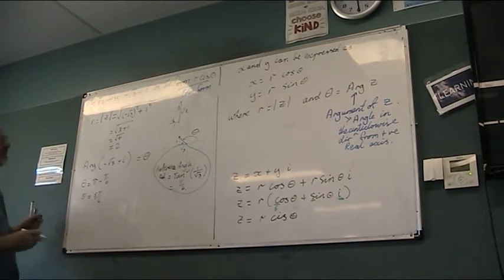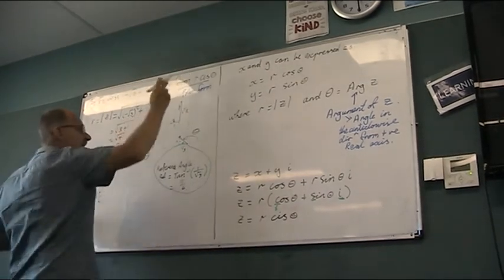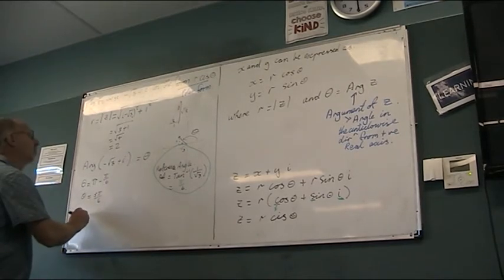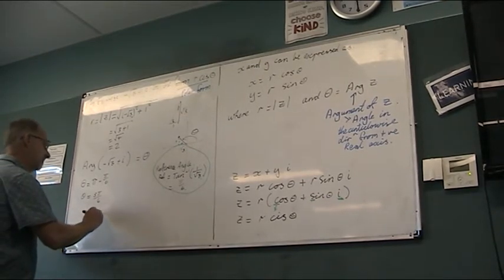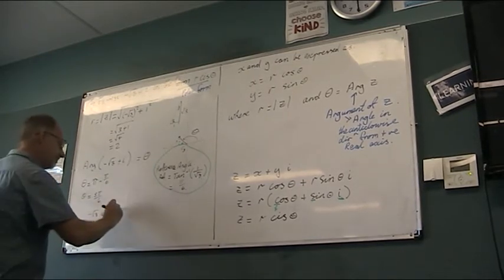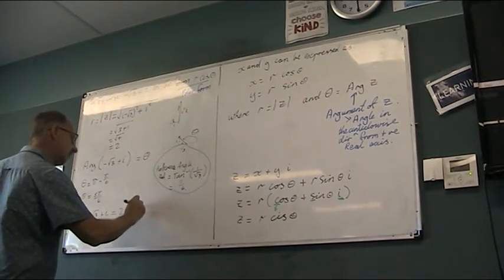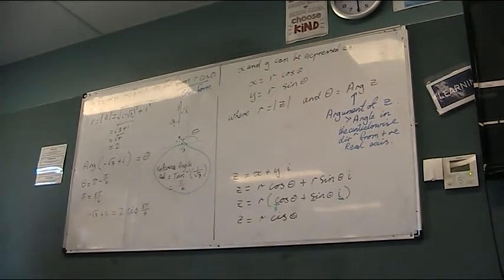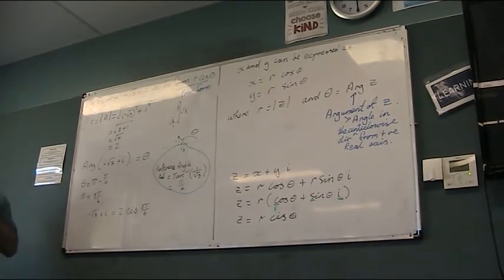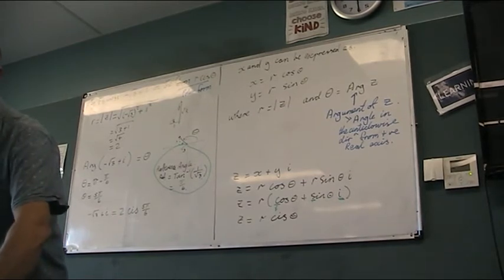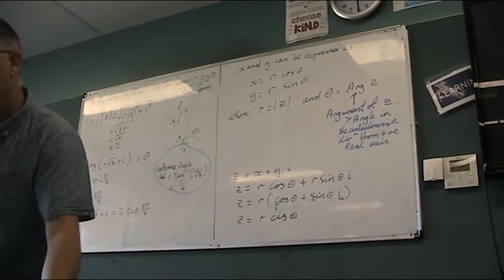Alright, so finally we wanted it in this form here, r cis theta. So in r cis theta form, negative root 3 plus i, r is 2, cis 5 pi on 6. Alright, anything there anyone wants me to clarify before we move on?